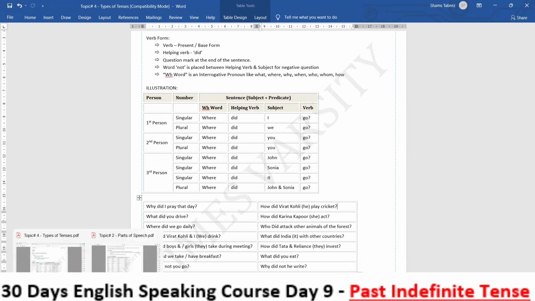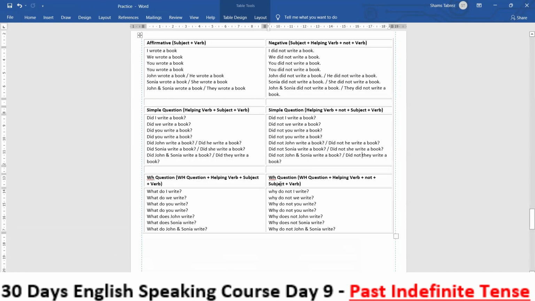Similarly, now let's make sentences here by using the word write. Let's make WH questions in past indefinite by using the word write. Yes, go ahead. Now, this time, Naveed, are you available? Okay, yes, Faiz, go ahead.